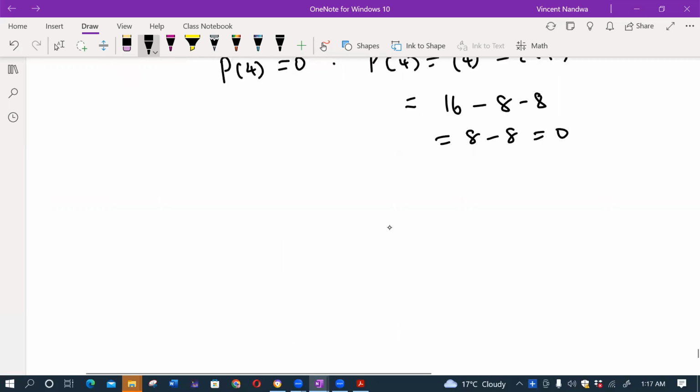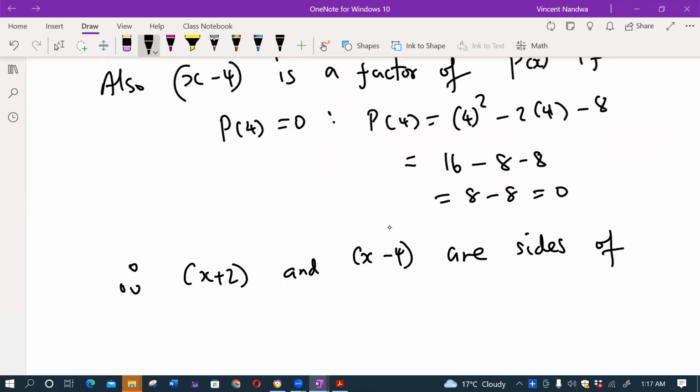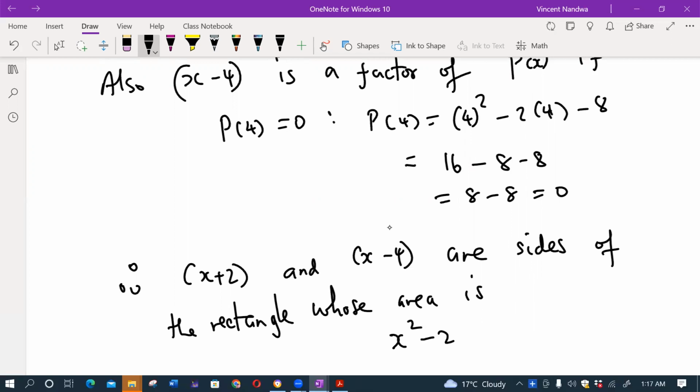So therefore, x plus 2 and x minus 4 are sides of the rectangle whose area is x squared minus 2x minus 8.